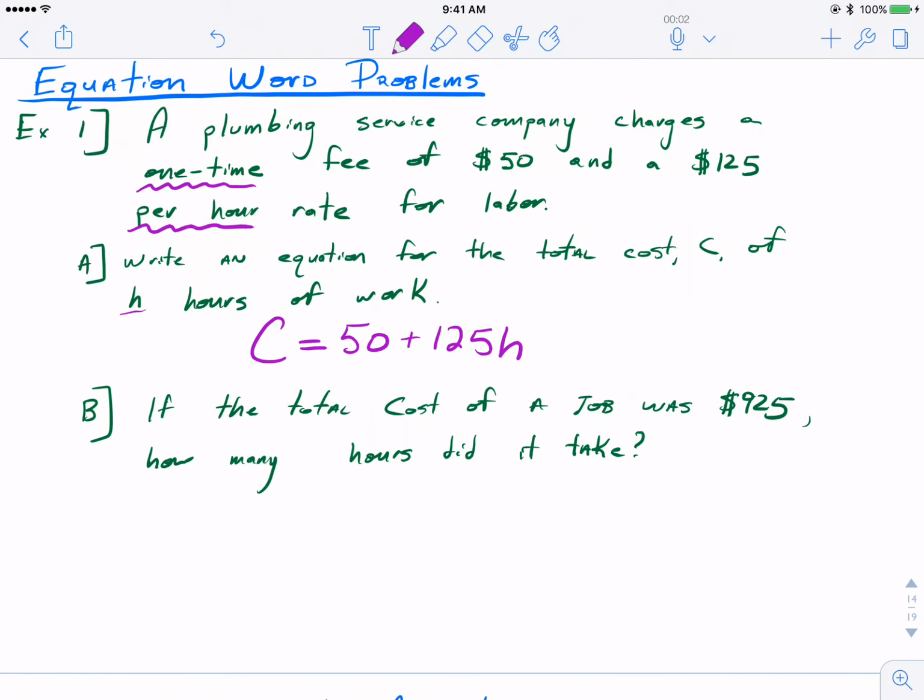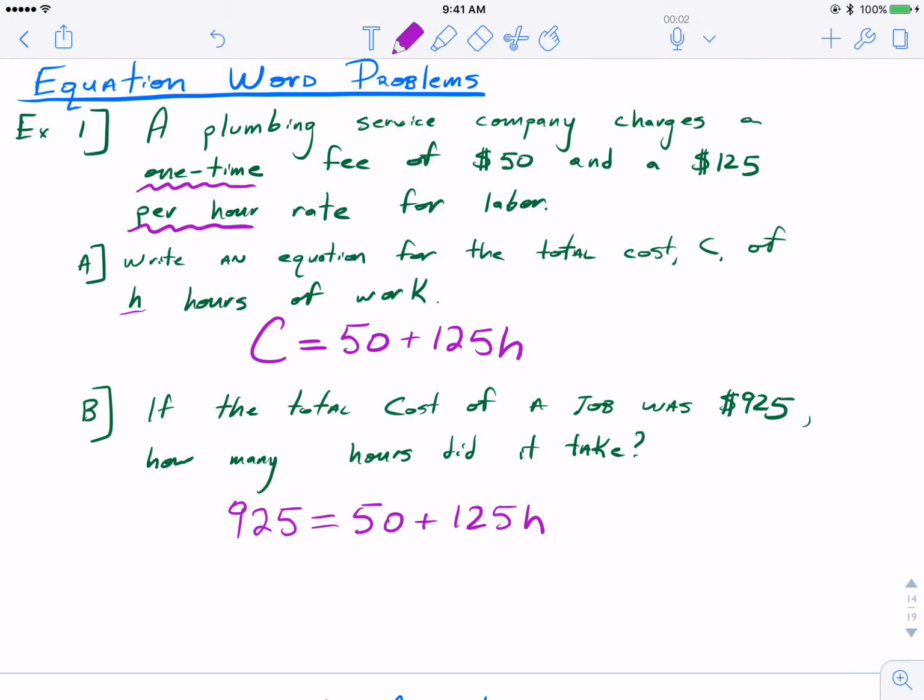Now it says, suppose a job was $925. How many hours did it take? So how many hours did he work if you ended up paying $925? Hopefully you knew that before you just randomly paid someone. But we're setting C, that's the cost, equal to $925. And basically this is going to turn into a two-step equation.